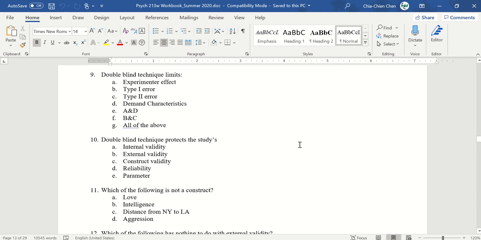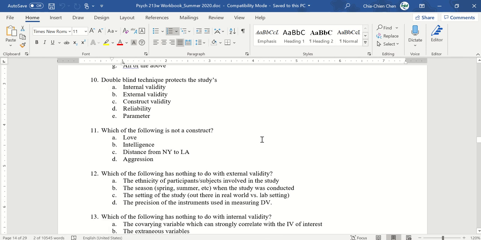Number 9, double blind technique limits what? What does it limit? Okay, it tries to limit experimental effect as well as demand characteristics. So the correct answer is A and D. So that would be E over here. Okay, 10. Double blind technique protects the study's internal validity.